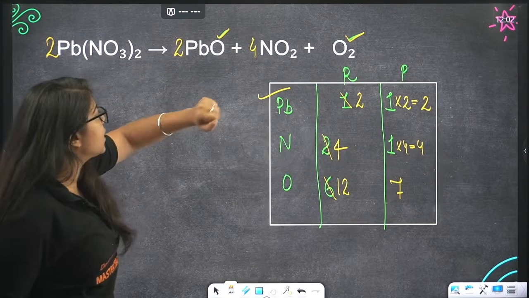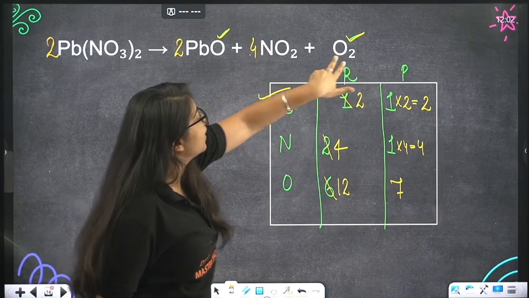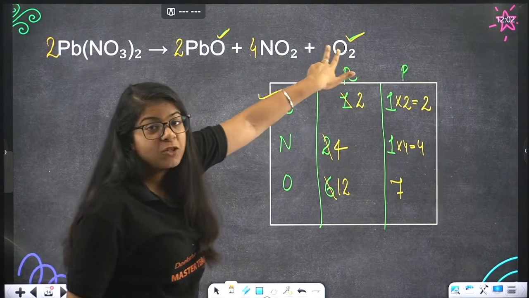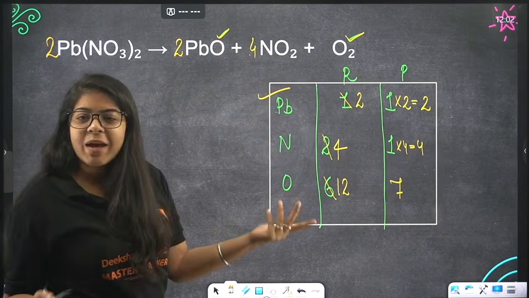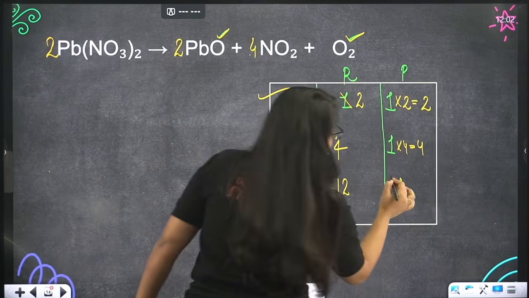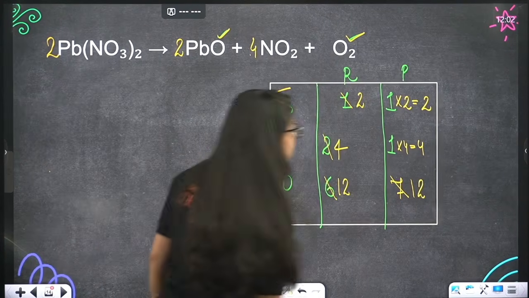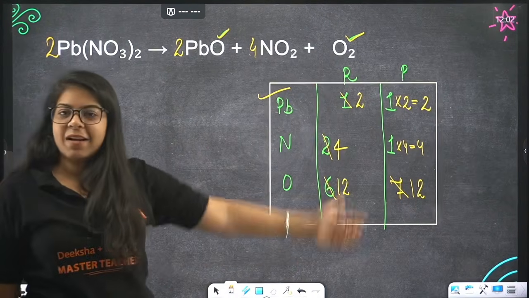Now how many oxygens are there? See, 4 into 2, 8. 8 plus 2, 10. 10 plus 2, 12. Okay? So 12 oxygens are there and everything is balanced now.